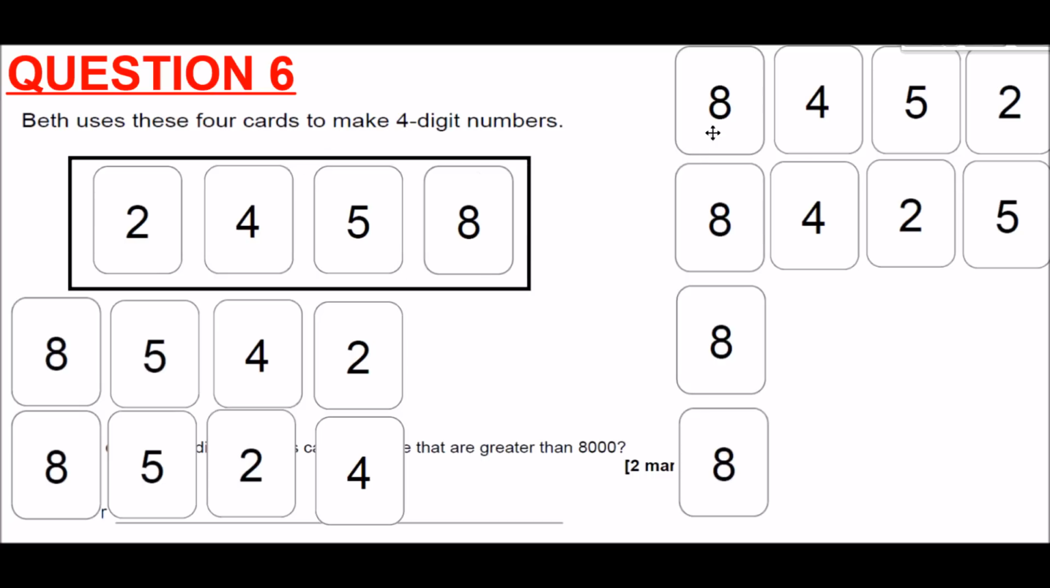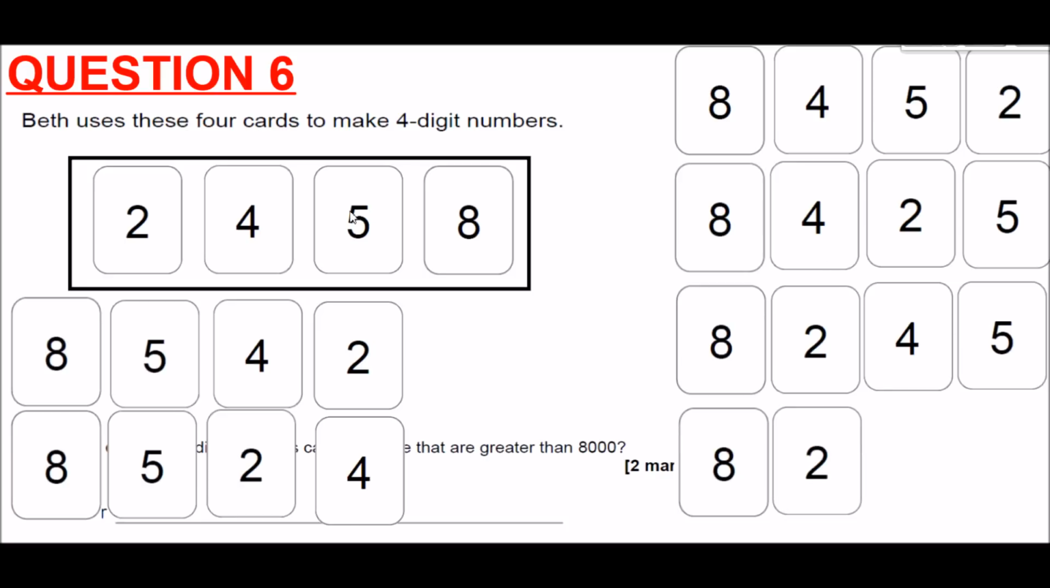And so that's all the combinations of 8 and 4. Before we did all the combinations of 8 and 5. The last couple of combinations is if we have 8 and then 2. So we could have 8,245. Or we could have 8,254, again if we just swap the order of the end 2 numbers.